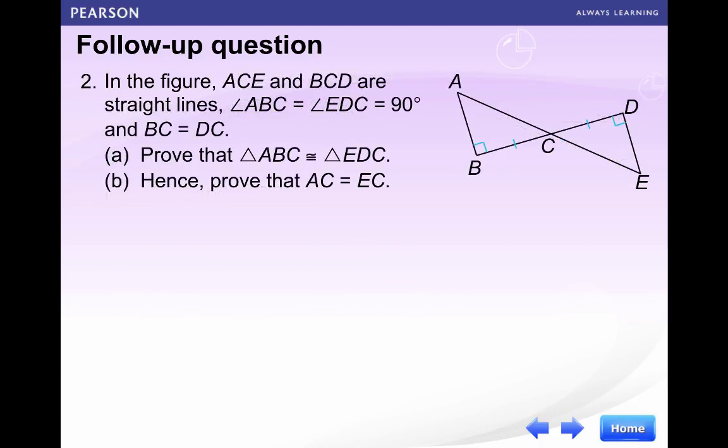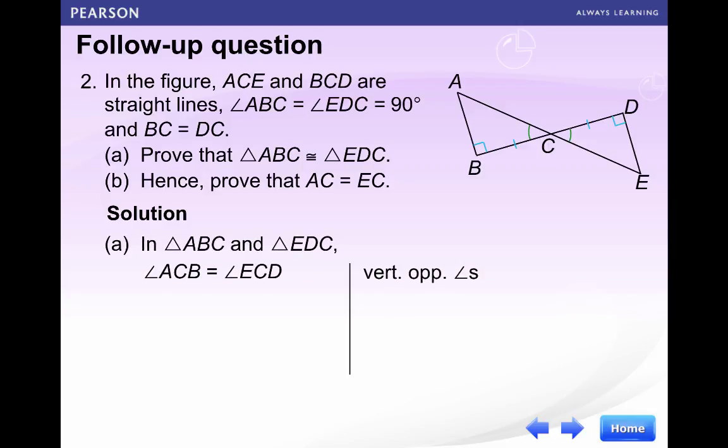How about these two triangles? We have to prove that they are congruent. First of all, we look at the vertically opposite angles. Angle ACB equals angle ECD because ACE and BCD are straight lines. And these two lines are the same because they are given. And these two angles are the same, which is given. And these two triangles are congruent because ASA.